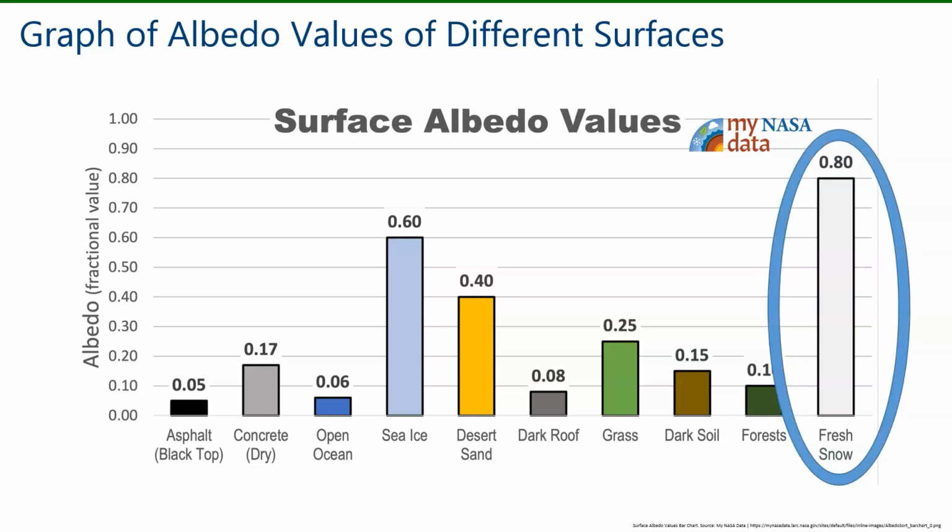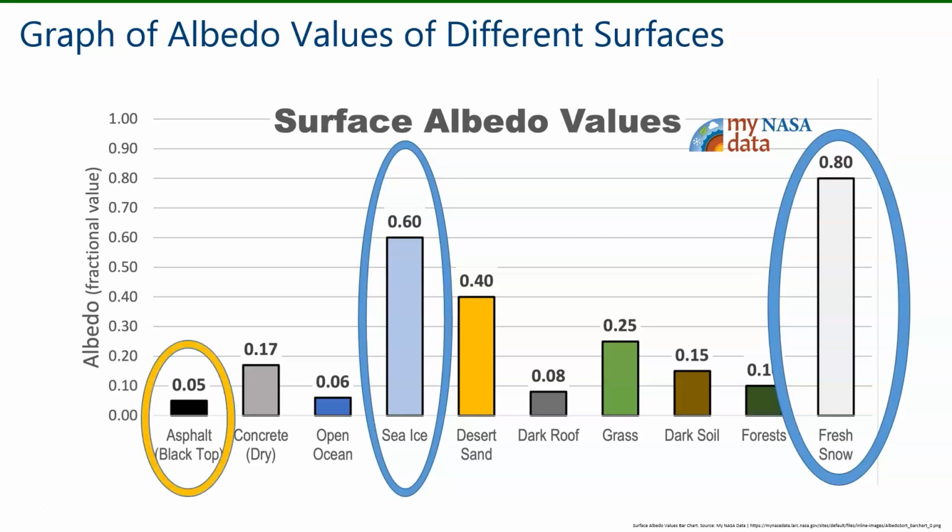First, notice fresh snow. On this scale, fresh snow has an albedo value of 0.80. Compared to the other substances in the graph, snow has a very high albedo. Sea ice also has a relatively high albedo. The value here is 0.60, and if we look at the height of the bar, we can see that it's the highest next to fresh snow. Notice that sea ice and fresh snow are lighter colored substances. Lighter colored substances have higher albedos.